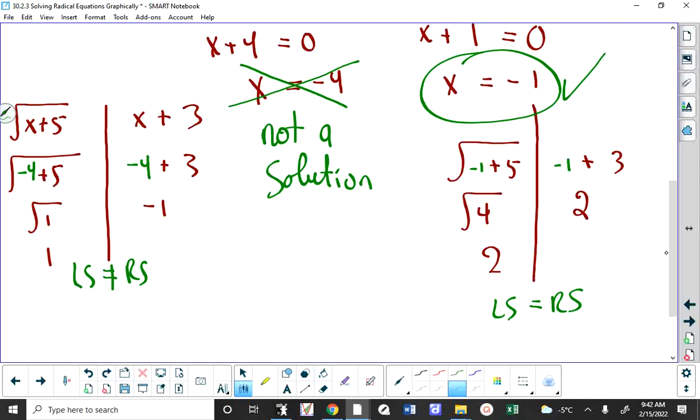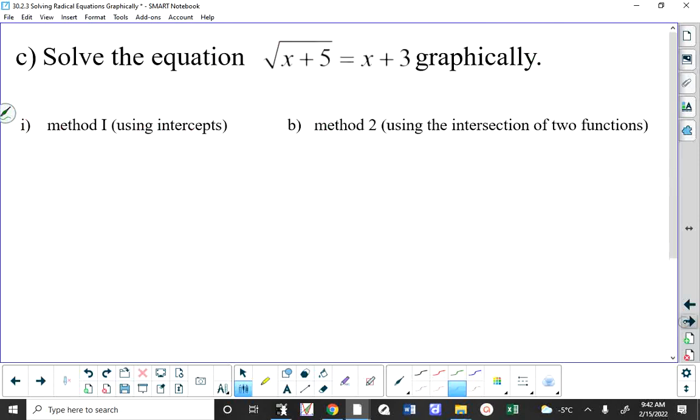Any questions with the algebraic solution to that equation? Okay, now could we solve this graphically? Well, I'm going to solve it two ways. I'm going to solve it the way the textbook wants you to solve it and the way the curriculum guide wants you to solve it, which is to use x-intercepts.